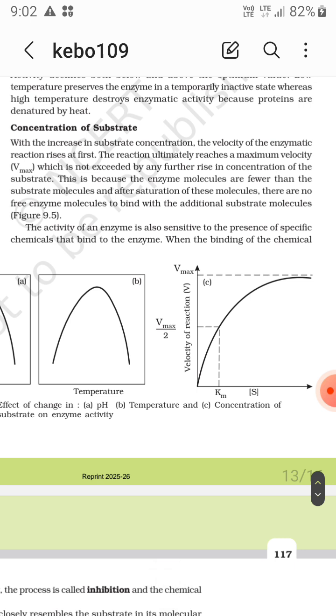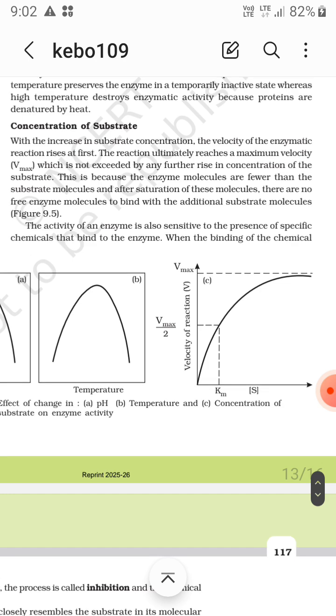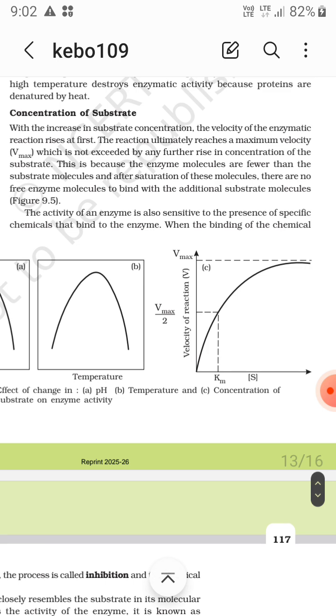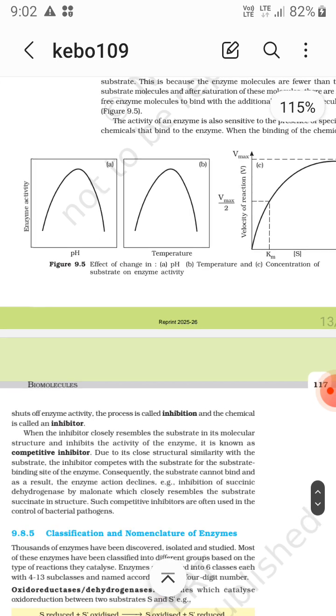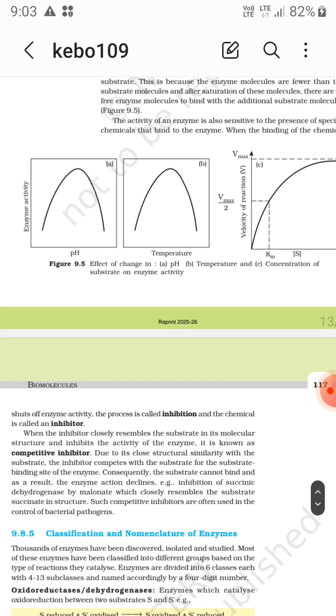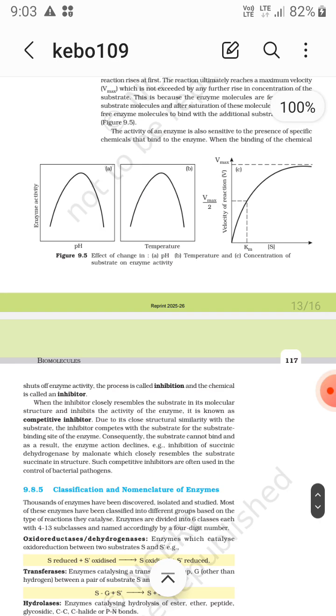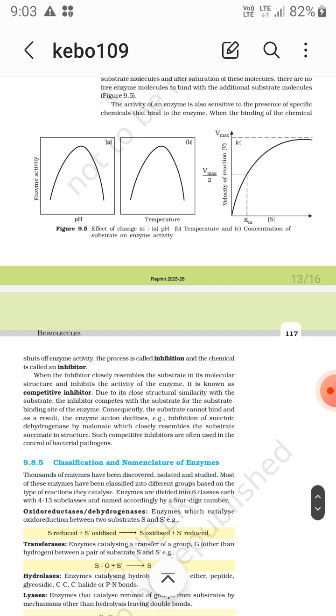The activity of an enzyme is also sensitive to the presence of specific chemicals that bind to the enzyme. When the binding of the chemical shuts off enzyme activity, the process is called inhibition, and the chemical is called the inhibitor.